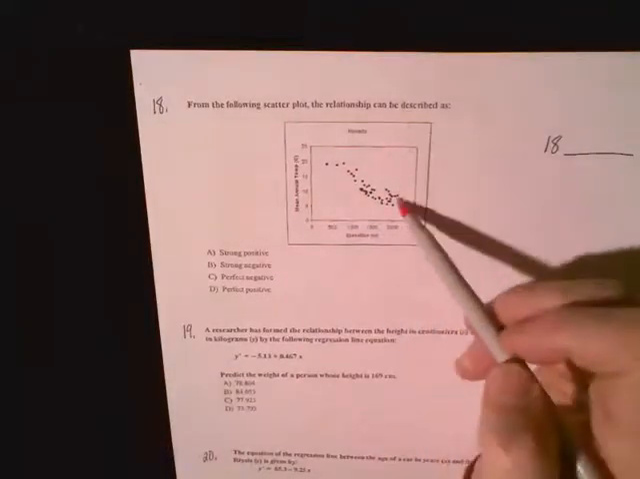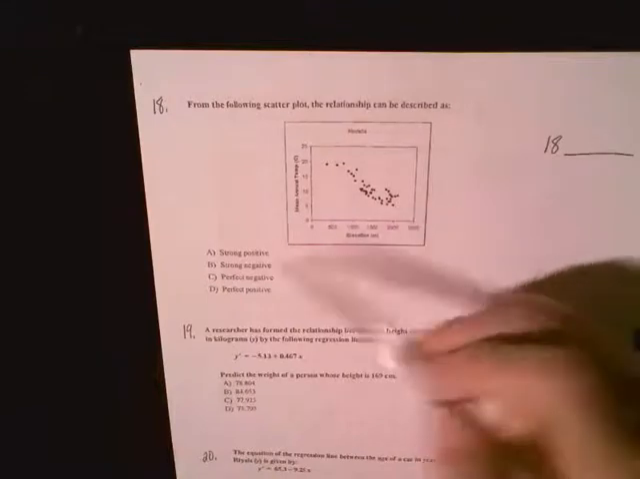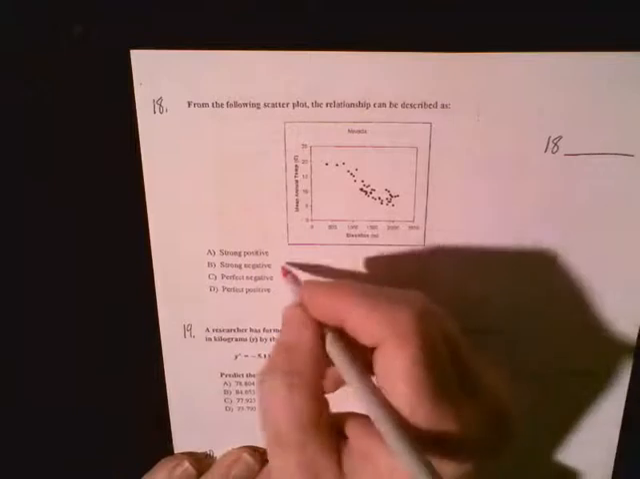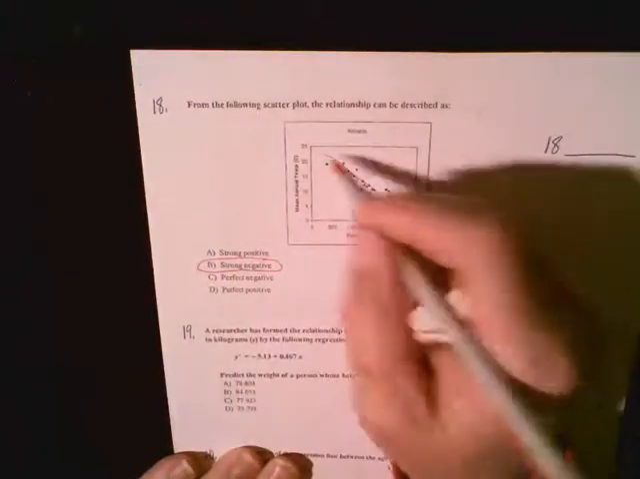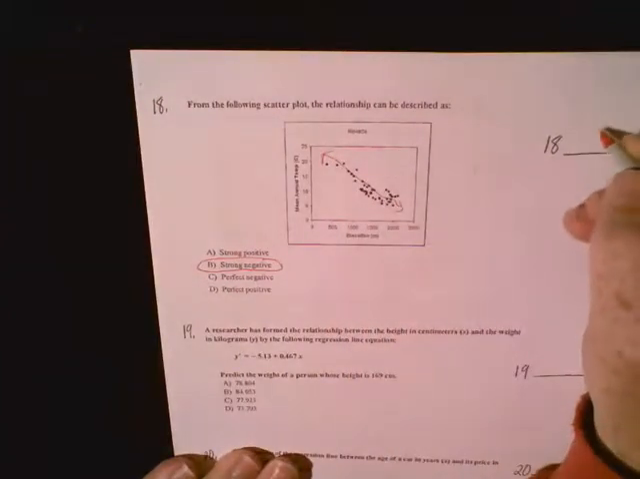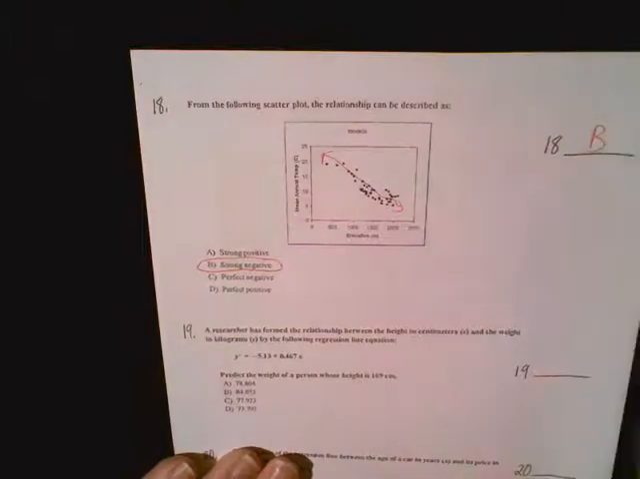Alright, the last page here, they just ask us what's the relationship in this, whether it's strong positive, strong negative, perfect positive. It's just strong negative. Since it's going down, it's going to be negative, and it's not perfect because it wouldn't all be in a line, so strong negative, which would be B.